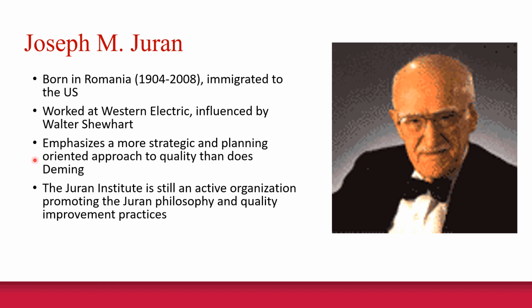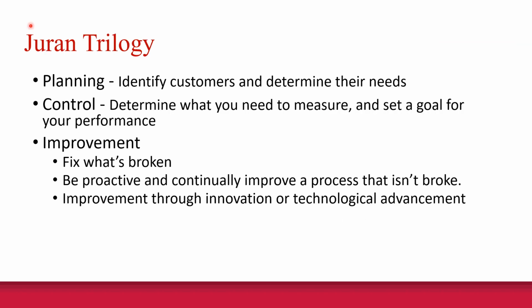Juran emphasized a more strategic and planning-oriented approach to quality than Deming did. In fact, he formed what's known as the Juran Institute, a still-active organization that promotes the Juran philosophy and quality improvement practices. Juran came up with what's known as his trilogy: planning, identify customers and determine their needs; control, determine what you need to measure and set a goal for your performance; improvement, fix what's broken, be proactive, and continue to improve a process that isn't broken. Improvement through innovation or technological advancement will often pay big dividends.